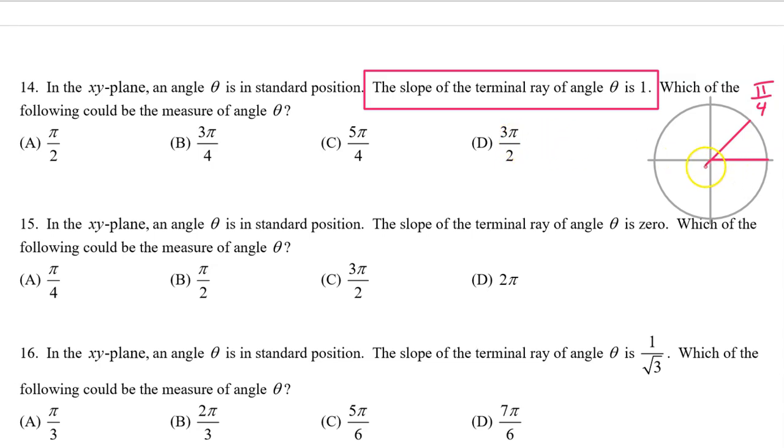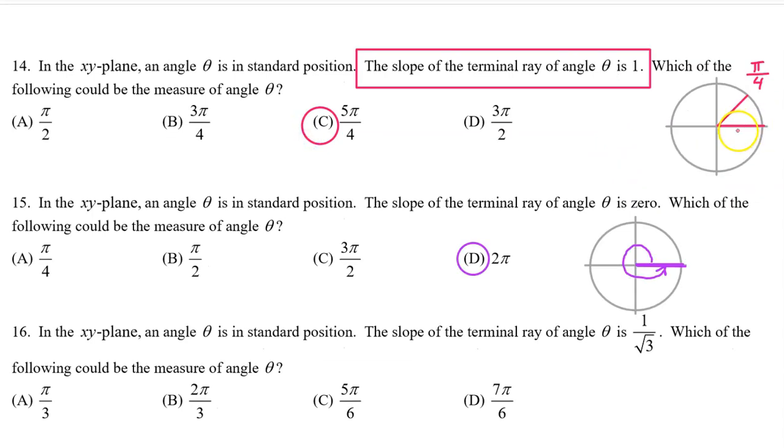Well, the slope is also 1 in the exact opposite direction. So the question is, what is the measure of this angle? We know that pi is right here, and we can think of pi as 4 pi over 4. So this angle will be 1 pi over 4 past 4 pi over 4. So this is 5 pi over 4. So the answer is C.